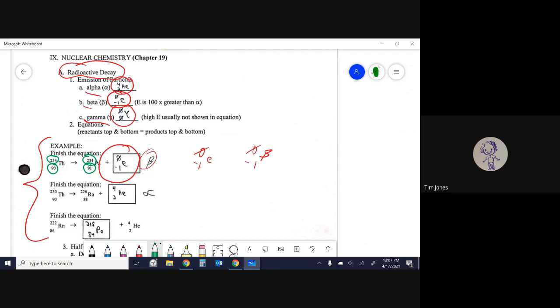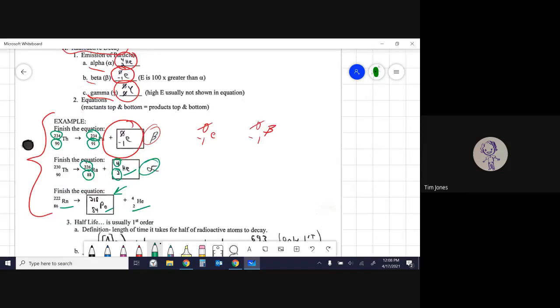All right, next one. In this case, the only way to get 226 to add to 230 is 4. The only way to get an 88 to add to 90 is to add 2. And this ends up being a helium nucleus. This is called alpha. And there's my very poor drawing of an alpha symbol. And another practice problem right here. Same idea, but in this case, you were told the alpha particle and you just have to figure out the new isotope. In this case, we have radon-222 becoming polonium-218.